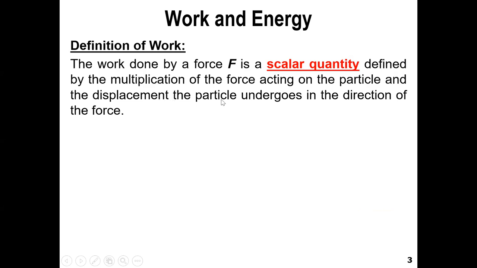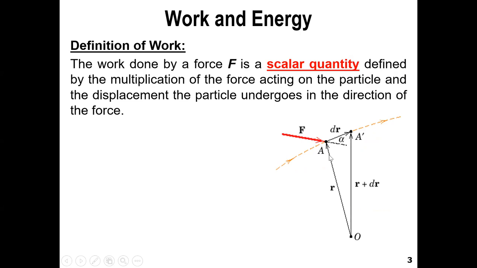So the way we define it, I think you remember, if you have a vector force, and you have a displacement of the force going from A to A prime, the amount of work done by this force is force times displacement in the direction of force. That means if you go this way, displacement in the direction of force has to be parallel to this. And if you consider that, displacement in this direction is like dr cosine alpha times F.